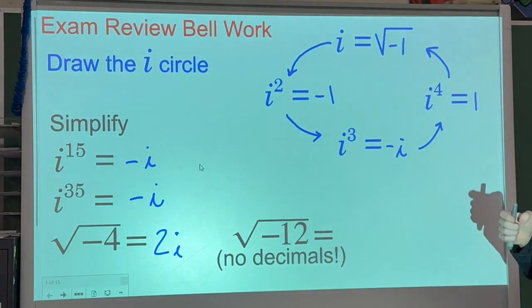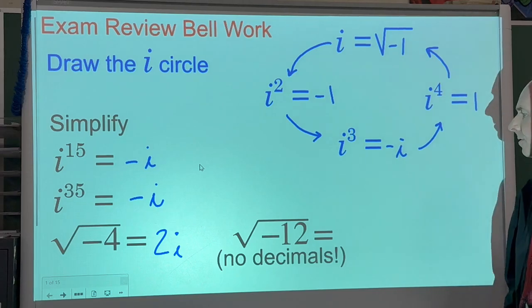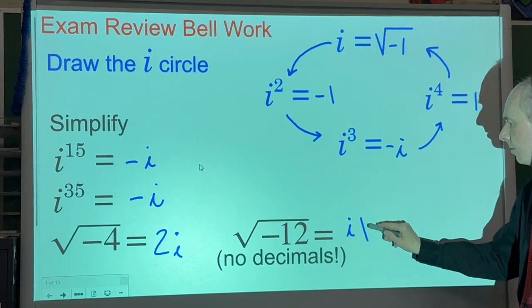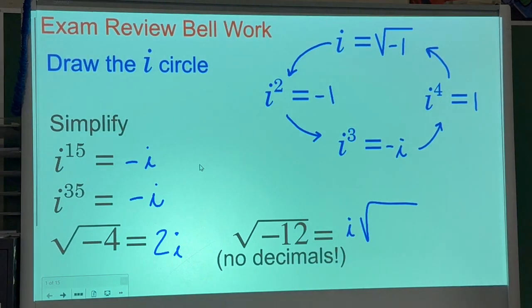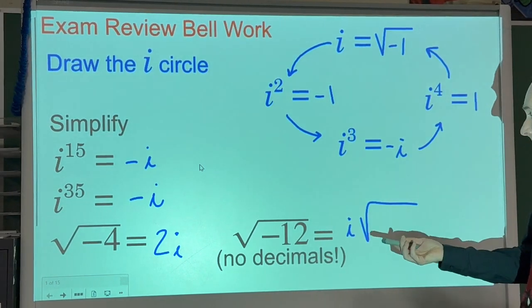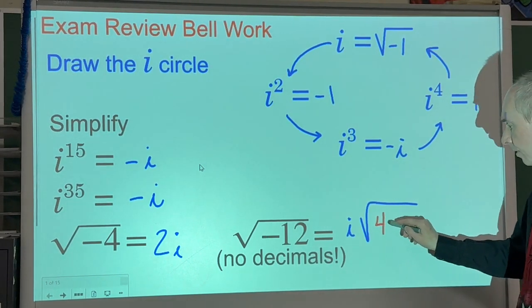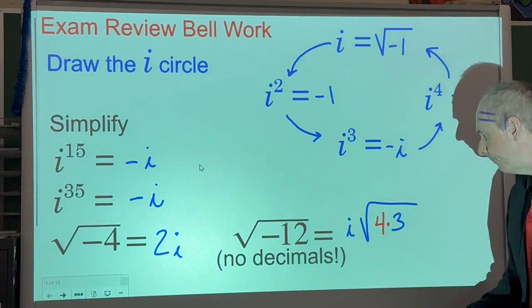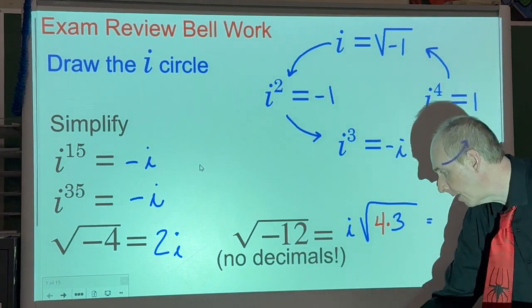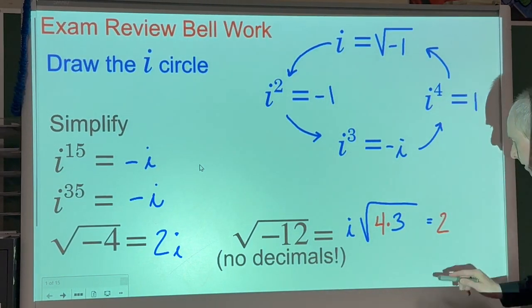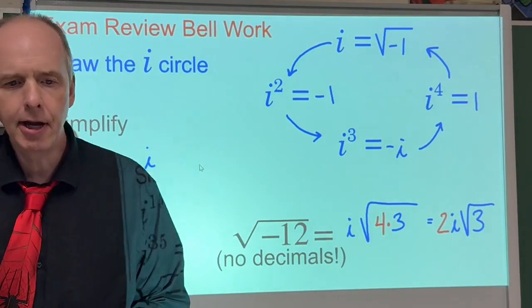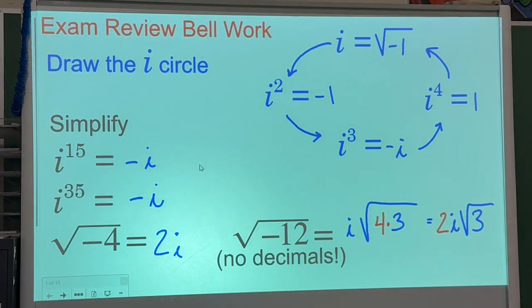Next up, square root of -12, no decimals. So the negative is going to give you an I, but we need to think about numbers that multiply to 12. And one of them needs to be a perfect square, like 4, 9, 16, 25, 36, and so on. 12 would be 4 times 3. One of those is a perfect square. The 4. Square root of 4 is 2. The negative gives us the I, and we don't know the square root of 3. Simplifying radicals, no decimals.